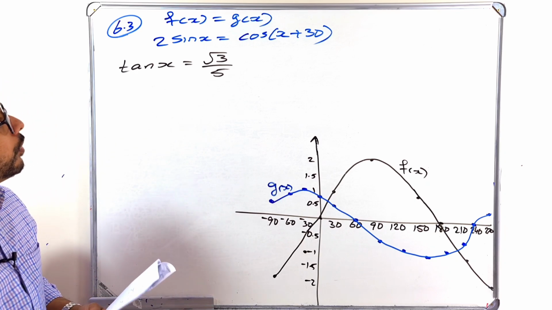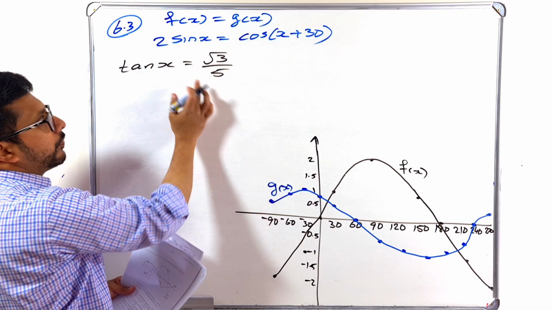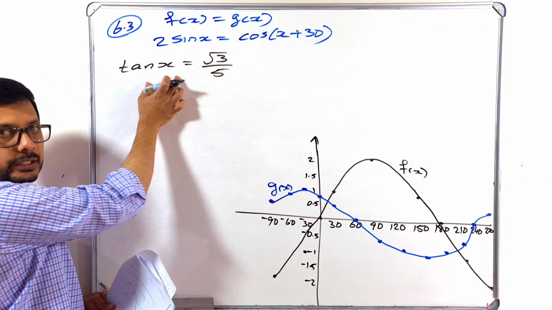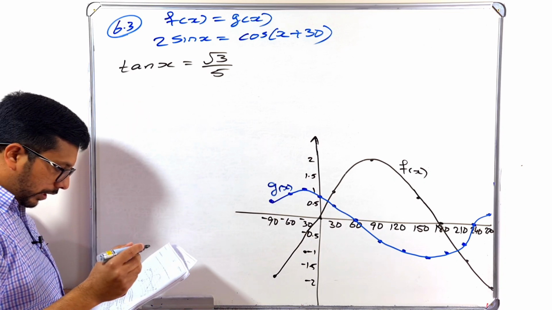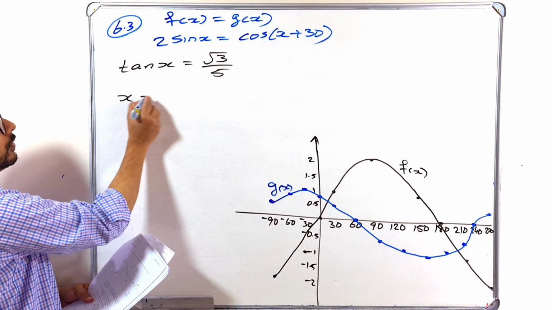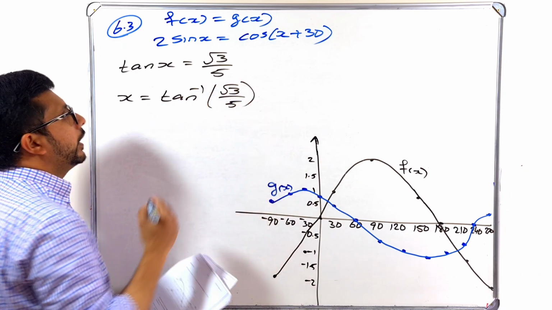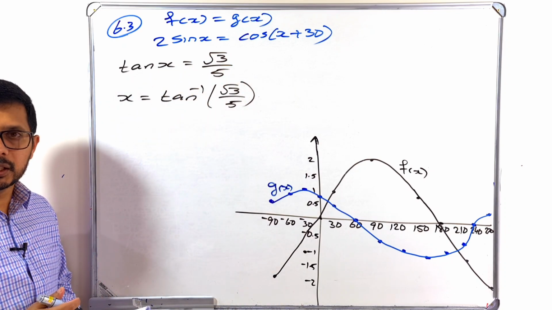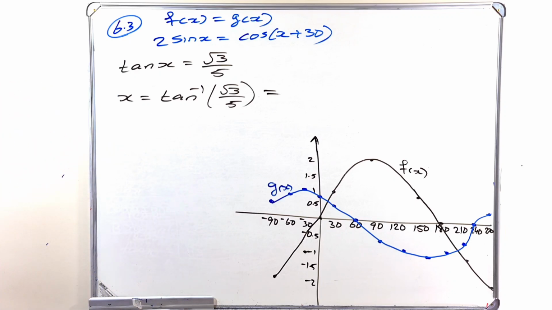So now we have to find the value of x. That is the question here. So here f of x is equal to g of x is the same as 2 sin x is equal to cos, and we already proved that this expression we can write it like this. So from here what is x, or what is the reference angle? X is tan inverse of root 3 by 5, since tan x is equal to root 3 by 5. So what is the answer in your calculator? Tan inverse of root 3 by 5. You can check in your calculator.